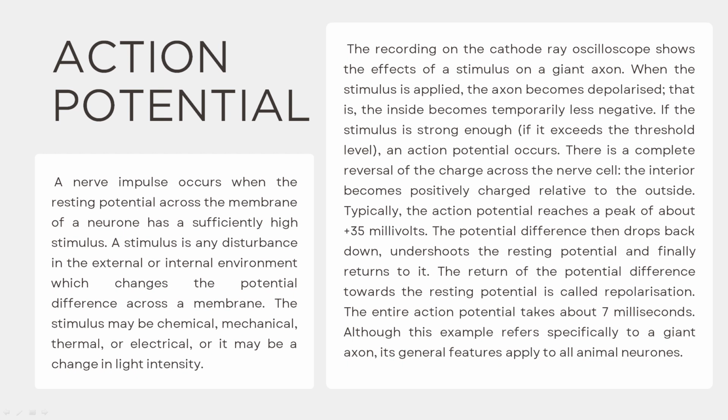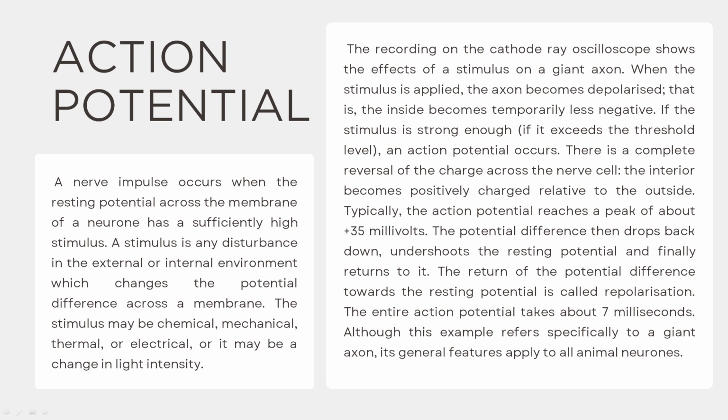The recording on the cathode ray oscilloscope shows the effects of a stimulus on a giant axon. When the stimulus is applied, the axon becomes depolarized, that is, the inside becomes temporarily less negative. If the stimulus is strong enough, an action potential occurs. There is a complete reversal of the charge across the nerve cell. The interior becomes positively charged relative to the outside.